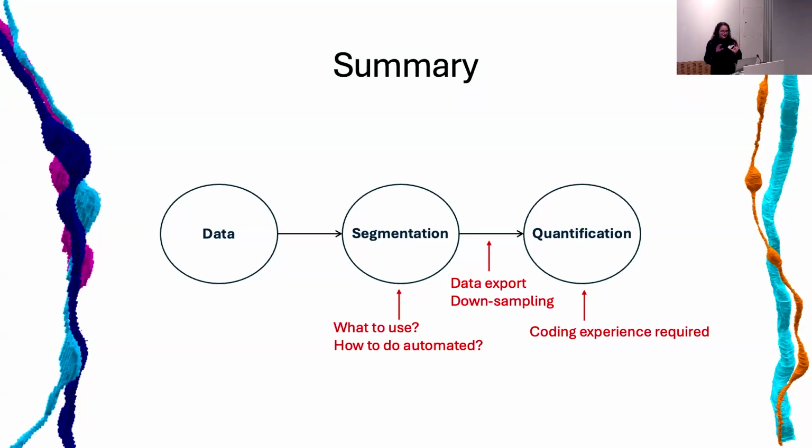Then at the transition from segmenting my data to quantifying it, on WebKnossos I had gigabytes of data. Do I export it? Do I have to downsample it? Or is there a way that I could keep it in a cloud somewhere and access it to then quantify it? And then finally, once it goes into quantification, it goes quite quickly into needing to know how to code, because of the nature of wanting to quantify things more in a customized manner.